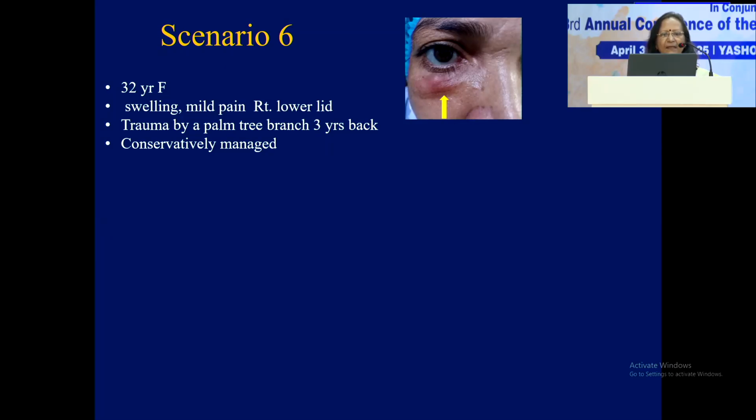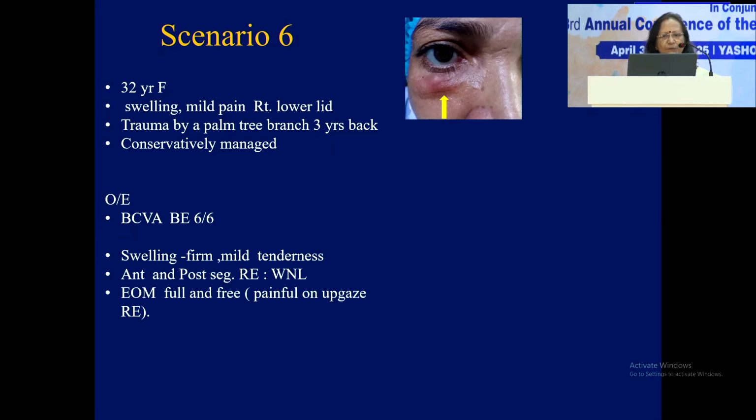A 32-year-old female came with swelling and erythema in the lower lid. There is a history of trauma by a palm tree branch 3 years back. The patient was conservatively managed outside. This was during the COVID time. So she came to us with this picture, what you can see.